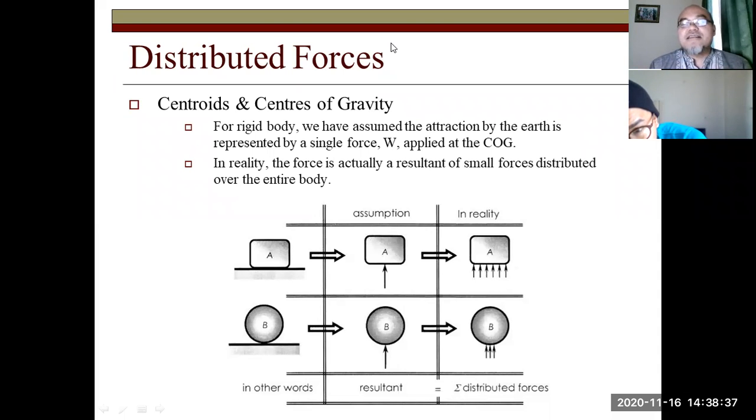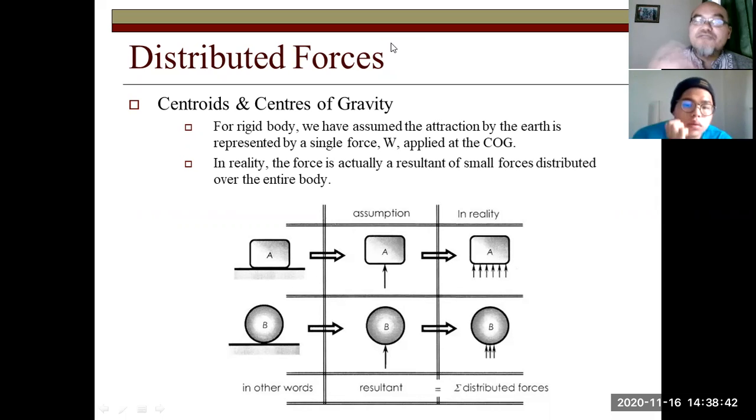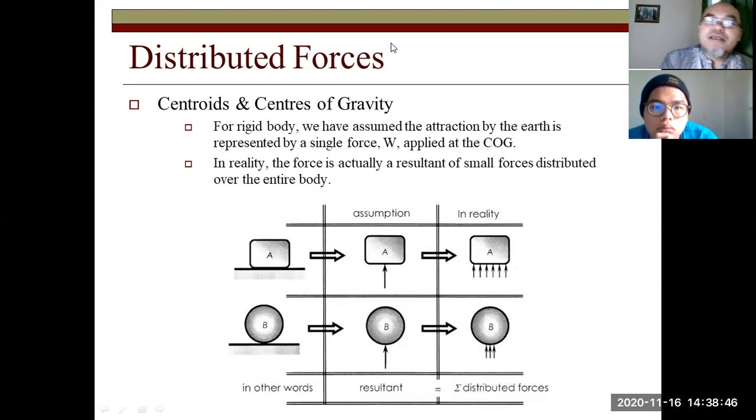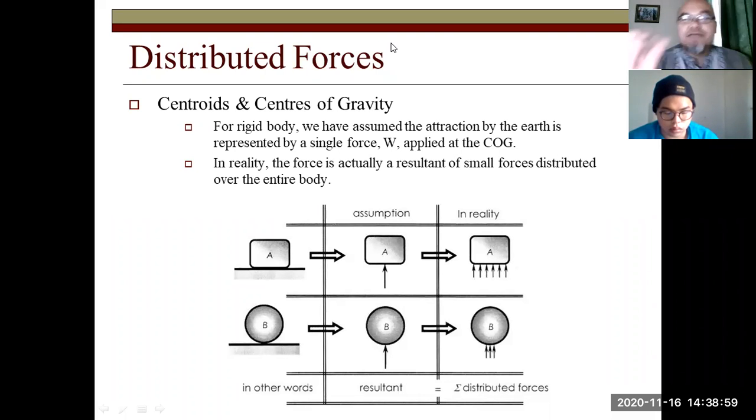However, in reality, the mass is not usually uniformly distributed over the entire body. The left part may have denser mass compared to the right part, for example. So it means the center of gravity will no longer be at the centroid. The centroid comes from the geometry only, but for the center of gravity, we also consider the density of the mass of that structure.